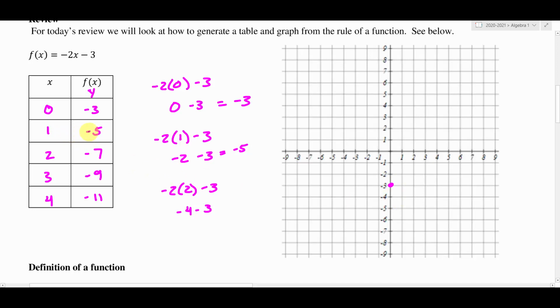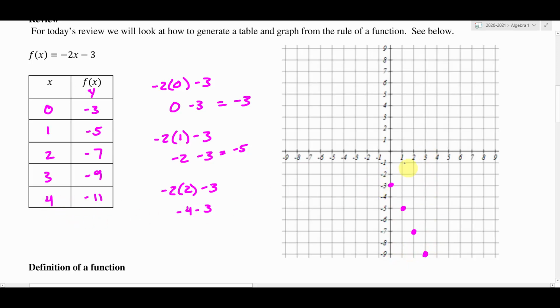The next point is at 1, negative 5. So I'm going to go to the right 1 and down 5. The next point is at 2, negative 7. So I'm going to start at my origin. I go right 2 and down 7. My next point is at 3, negative 9. So that means I'll go right 3, down 9. Right? Input 3, output negative 9.